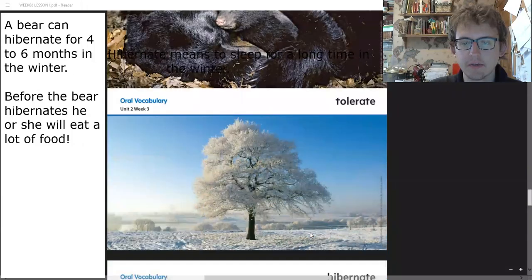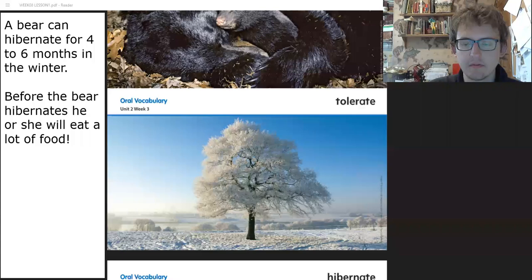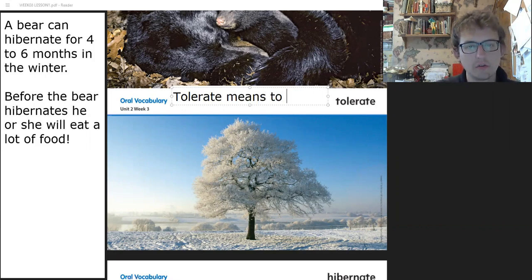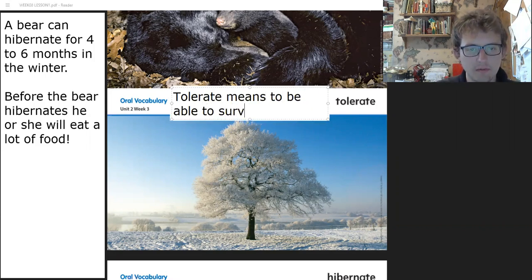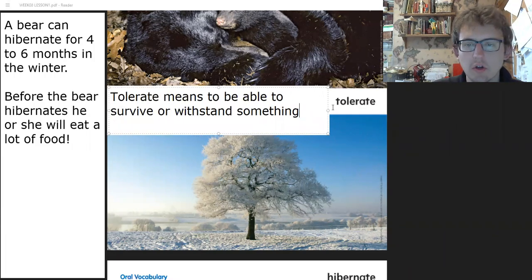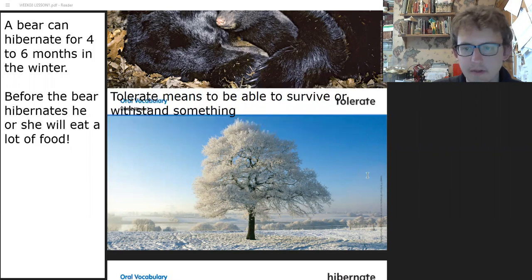All right, the next word is tolerate. So we can tolerate means to be able to survive or withstand something. Okay, so tolerate means to be able to survive or withstand something.